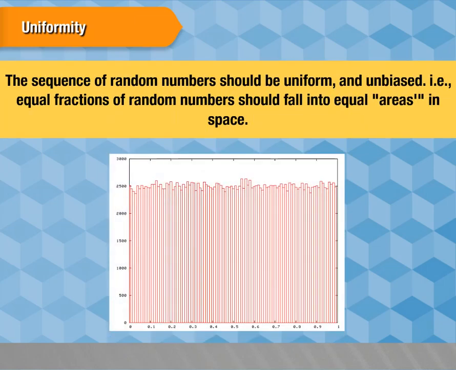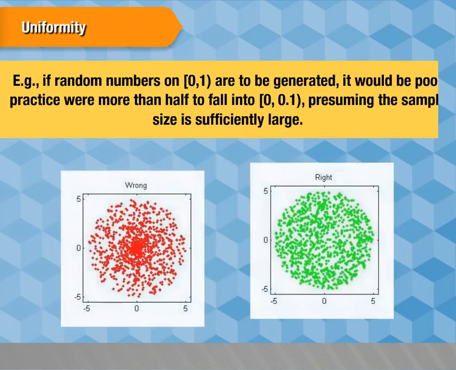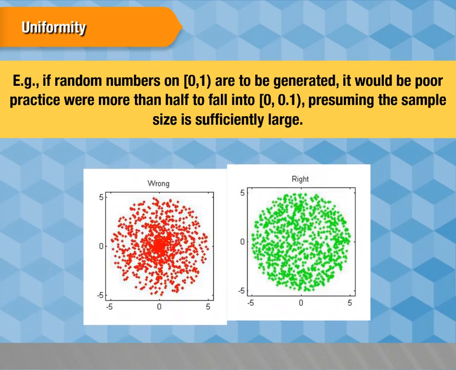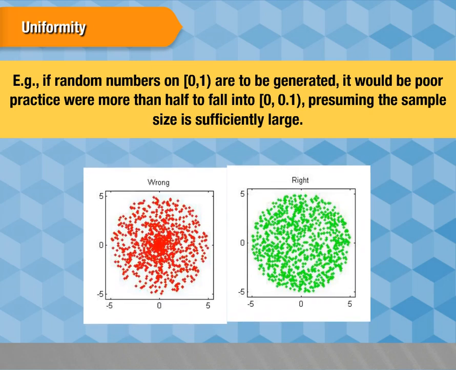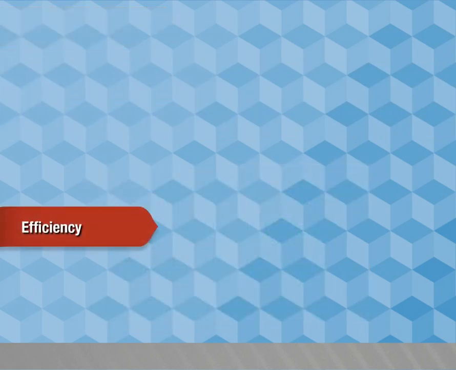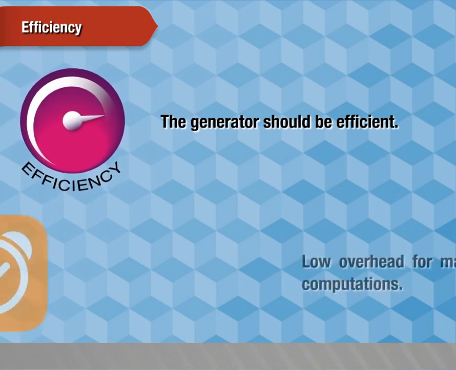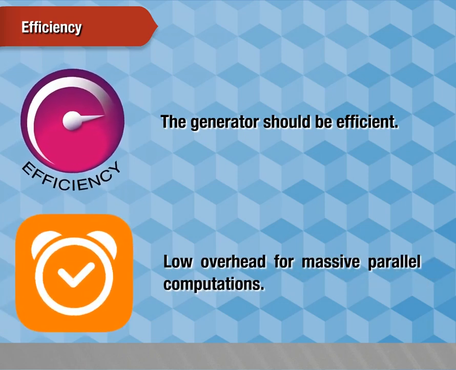Uniformity. The sequence of random numbers should be uniform and unbiased, that is, equal fractions of random numbers should fall into equal areas in space. Example, if random numbers on [0, 1] are to be generated, it would be poor if more than half fell into [0, 0.1], presuming the sample size is sufficiently large. Efficiency. The generator should be efficient, with low overhead for massive parallel computations.